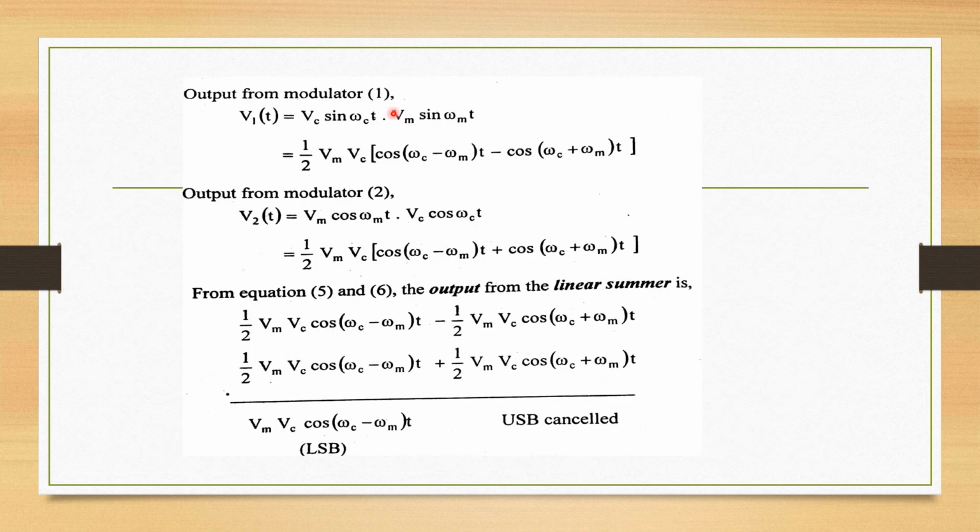What is the output from modulator 1? If you check here, it is going to have Vc sin omega c t and Vm sin omega m t. But for the output from modulator 2, we are going to have it with a phase shift again. So we need to sum both the equations, and we get the output of the summing amplifier. Here your upper sideband is going to get cancelled, and we are going to have only our lower sideband. The lower sideband is the only one used for transmission in this case.